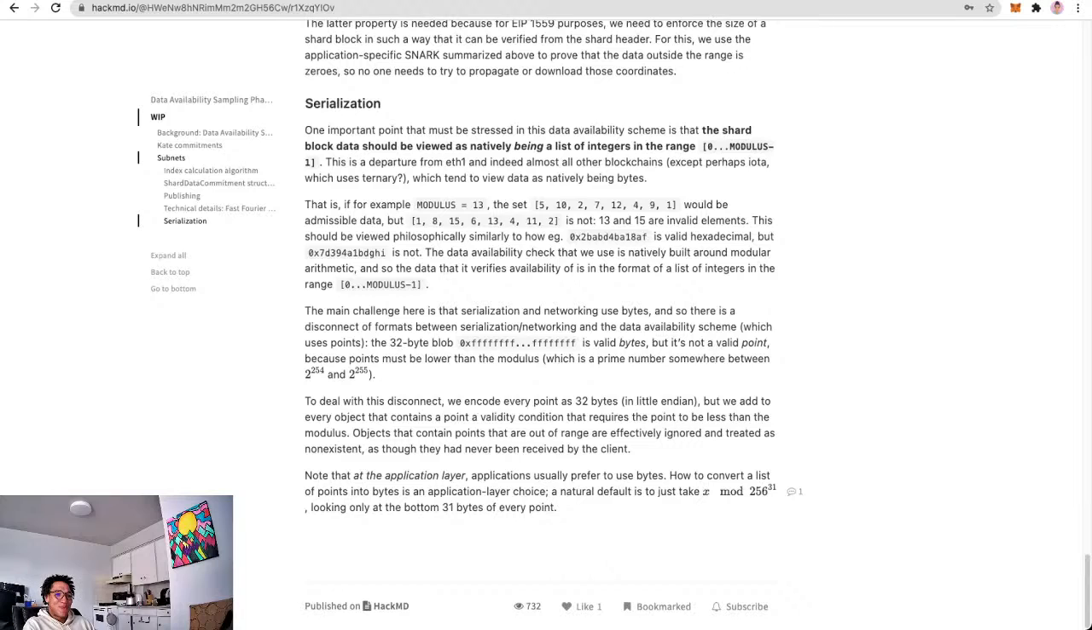One important point that must be stressed in this data availability scheme is that the shard block data should be viewed as natively being a list of integers in the range 0 to modulus minus 1. This is a departure from ETH1 and indeed almost all other blockchains, except perhaps IOTA, which uses ternary, which tend to view data as natively being bytes.